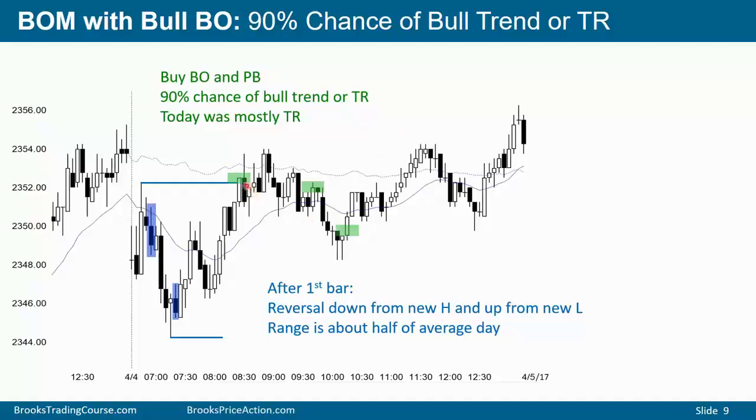But, as I said several times, that does not mean bull trend. It means either bull trend or trading range. The chance of a bear trend is small at that point. Therefore, bulls either buy the breakout or they buy pullbacks. Here we have a triangle, reversal up, reversal up, reversal up. Here we have about a 50% pullback from the initial rally. They'll buy the reversal up, betting that either the day will be a bull trend or a trading range. This day remained mostly a trading range.